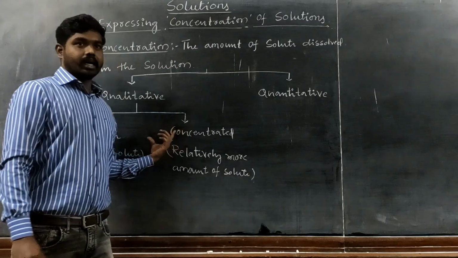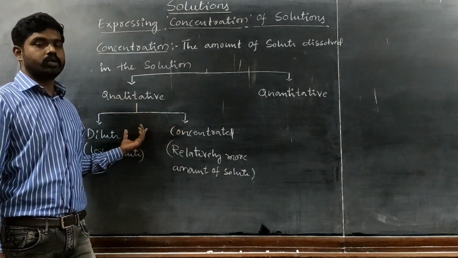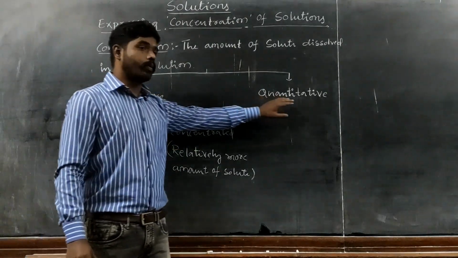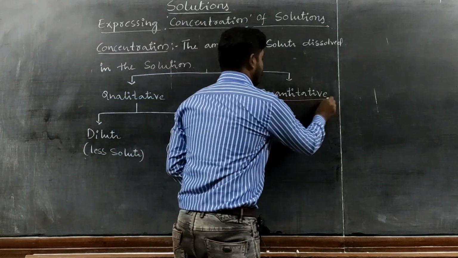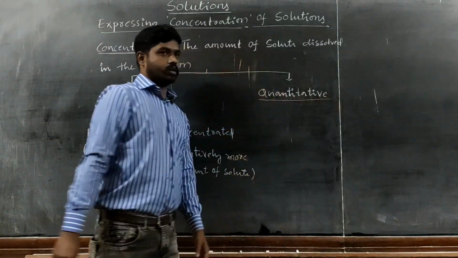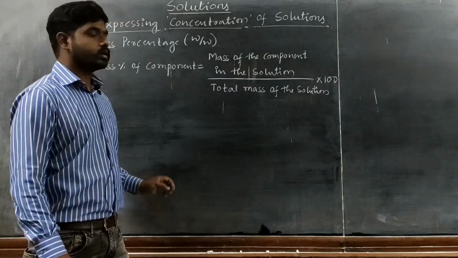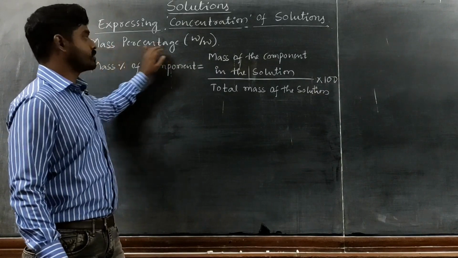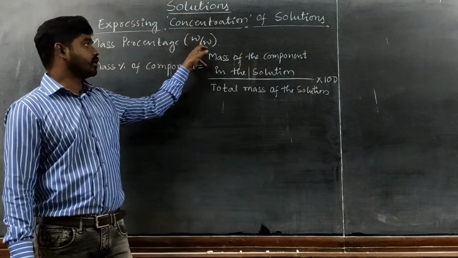So in real life, these qualitative descriptions lead to a lot of confusion. So hence we use quantitative analysis. In quantitative analysis, there are many concentration terms. In quantitative descriptions, the first one is mass percentage. It is usually denoted by W by W.